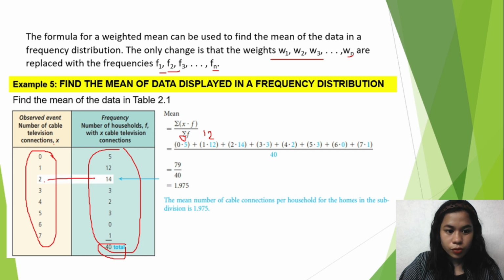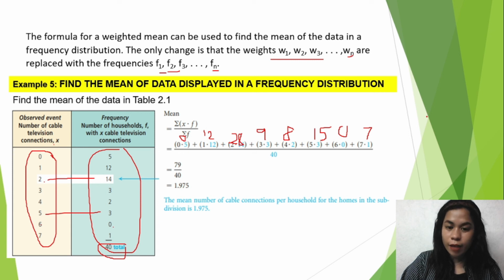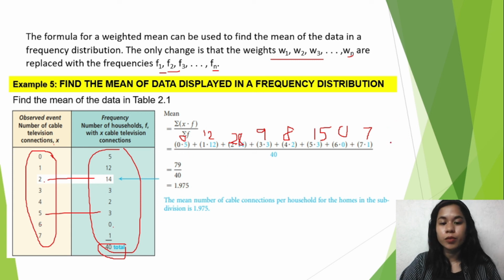2 times 14, we have 28. 3 times 3 is 9. 4 times 2 is 8. And then 5 times 3, we have 15. And 6 times 0, we have 0. And 7 times 1, we have 7. So if we add them, because we need to get the summation of these numbers, the answer is 79. So 79 divided by the summation of the frequency, which is 40.